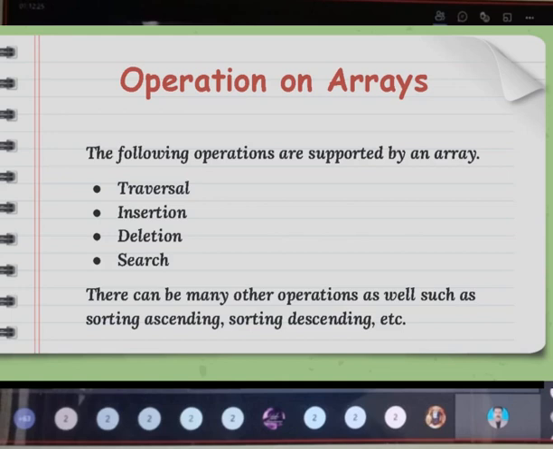These are the operations of arrays. The operations generally performed on arrays are traversal, insertion, deletion, and search. Traversal is used for visiting all the elements present in an array. Insertion is inserting an element at a particular position, as I previously said, at the beginning, at the end, or in the middle of an array. Deletion can also take place in any part of an array, though generally it takes place at the end. Then search: it searches for a particular element in an array. Array operations can even sort the data in ascending order.